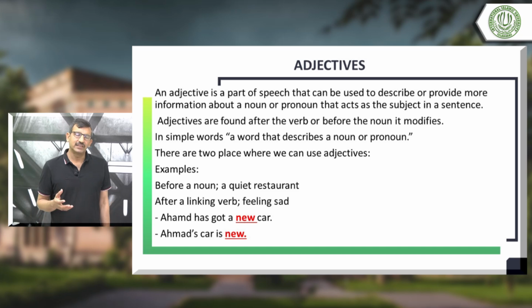There are two places where we can use an adjective. One is before the noun, another is after the linking verb. Look at these two examples, like Ahmed has got a new car. In this sentence, car is a noun and new is an adjective, an adjective of quality. This is how we use an adjective of quality before the noun. Another example is Ahmed's car is new. Here, new is used after the linking verb is. So, an adjective is used at two places. One is before the noun and second is after the linking verb.